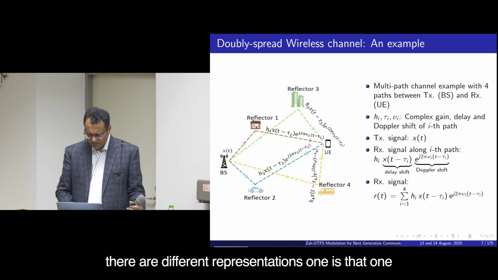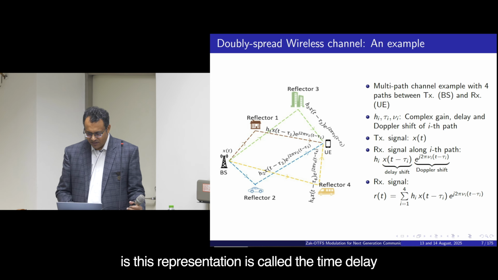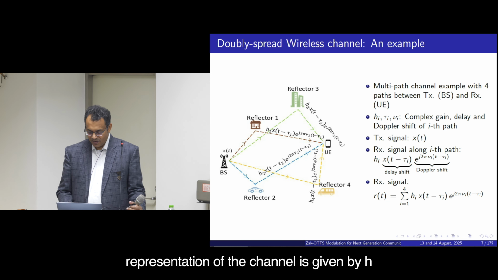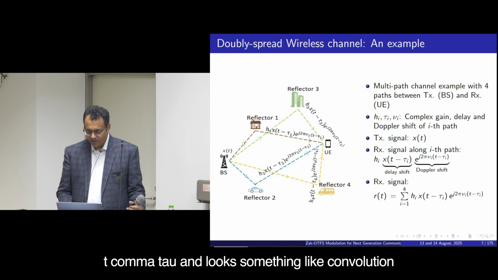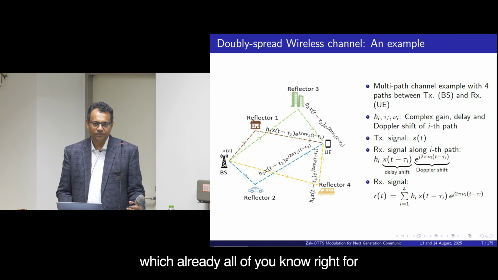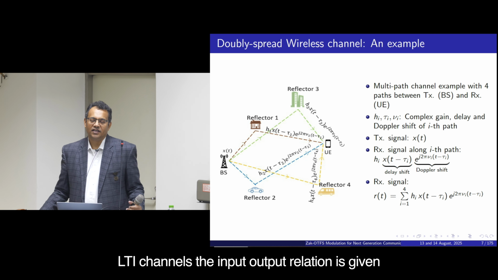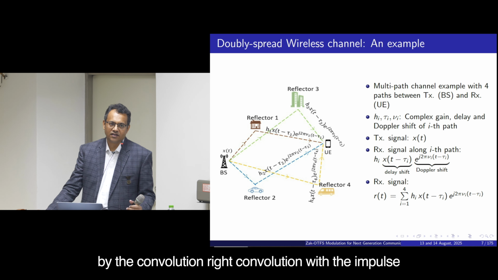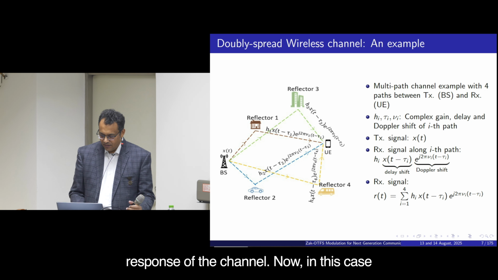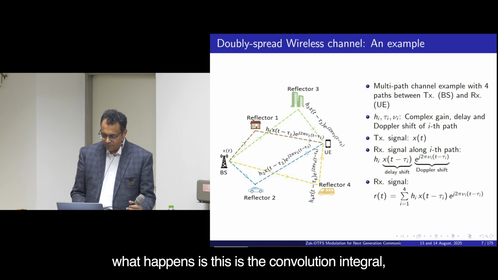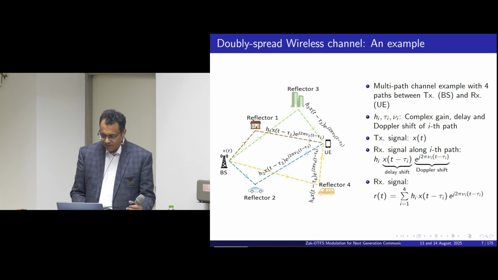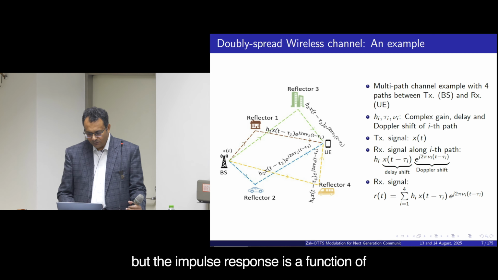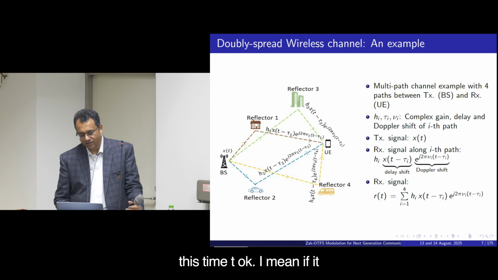And then there are different representations. One is called the time delay representation of the channel. It's given by h(t, tau), and looks something like convolution, which all of you already know, right. For LTI channels, the input output relation is given by the convolution with the impulse response of the channel. Now in this case, this is the convolution integral, but the impulse response is a function of this time t, okay.